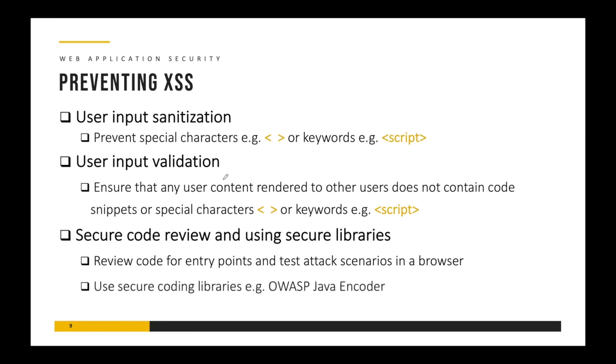So basically, we try different scenarios which can be exploited by possible attackers. We should also strive to use secure coding libraries such as OWASP-J. So by using a combination of user input sanitization, user input validation, secure code review, and by using secure libraries, cross-site scripting attacks can be mitigated to a significant extent. That concludes our lecture.